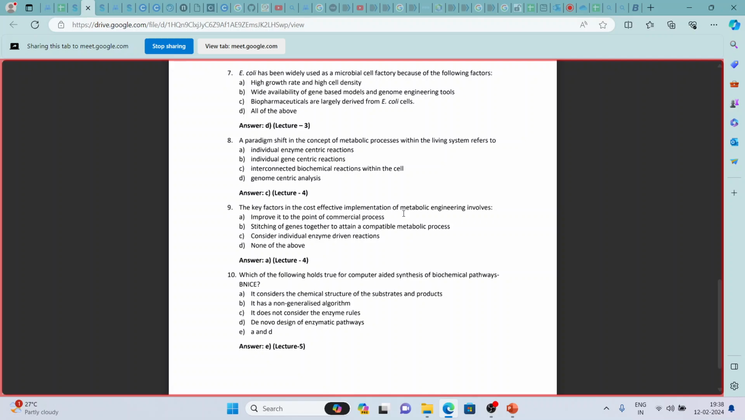We had discussed this in week one's interactive problem solving session, where we had listed out what all BioNICE considers and what it doesn't consider. So basically, it considers the chemical structure of the substrates and products. It has a generalized algorithm. And because it knows which enzyme acts on which reactants to give which products, it also considers the enzyme rules. And based on this, de novo design of enzymatic pathways is also available. So if one is asked what is true, then it is option E.